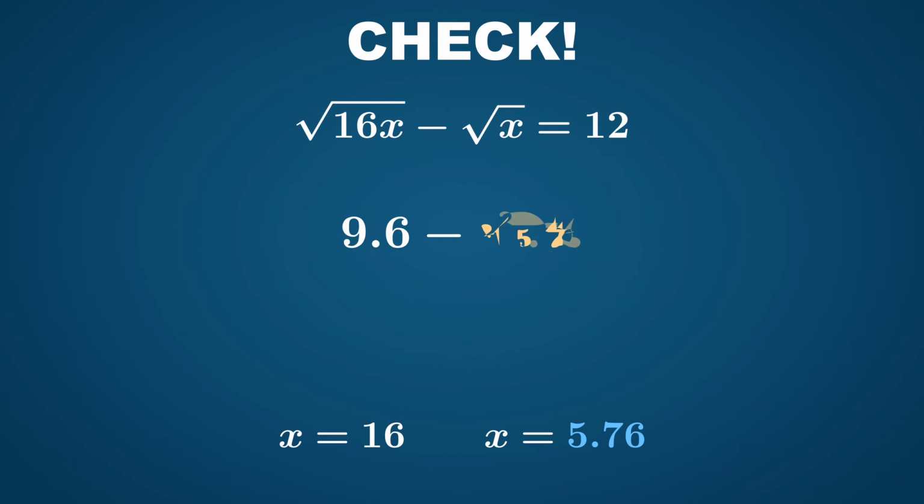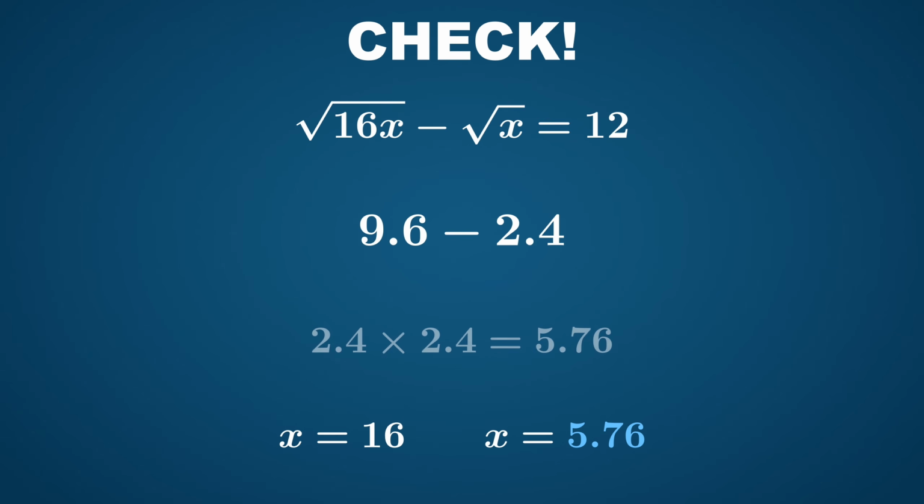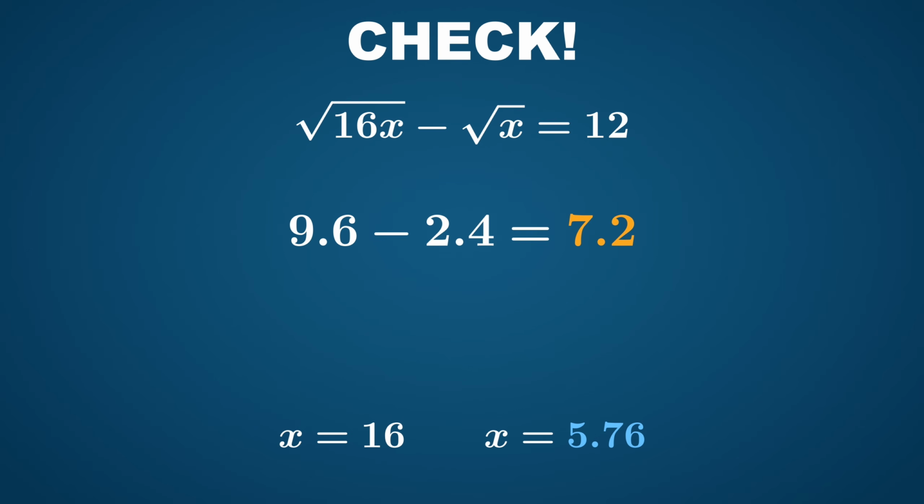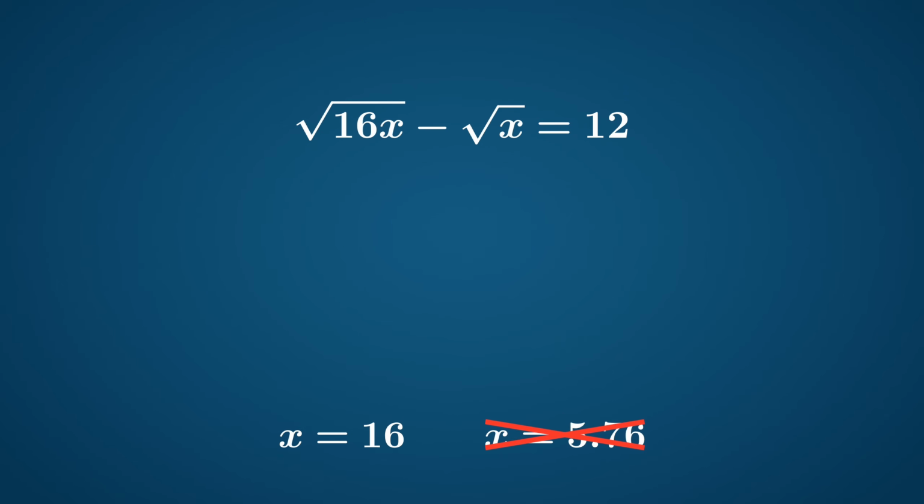The second radical holds 5.76, and its square root is 2.4. That fits because 2.4 times 2.4 is exactly 5.76. So the two radicals give 9.6 and 2.4 for this candidate. So the left side becomes 9.6 minus 2.4, which is 7.2. The right side is 12, and 7.2 does not equal 12. So 5.76 does not satisfy the original equation, and we discard it. That leaves x equals 16 as the only real solution.